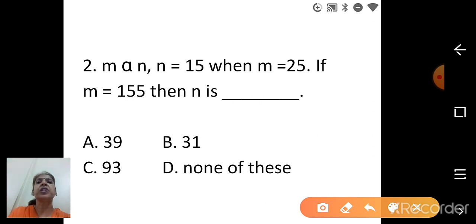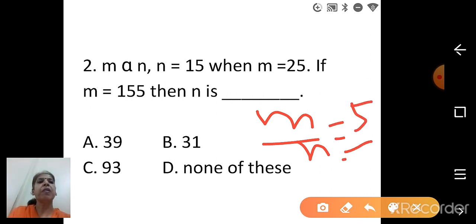We know the ratio is constant in direct variation, and M varies directly as N. So we take M upon N is equal to, substituting the values, M is 25 and N is 15. So reduce 25 by 15. Both are divisible by 5. When you reduce it, you get 5 upon 3 as K.